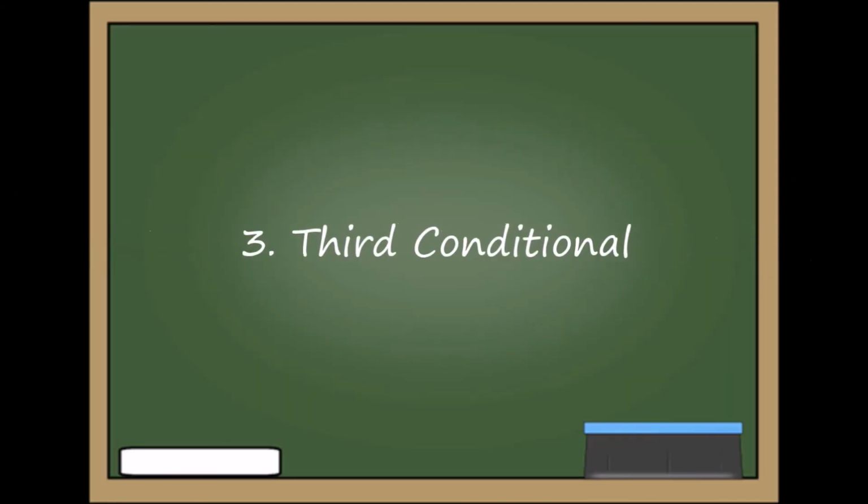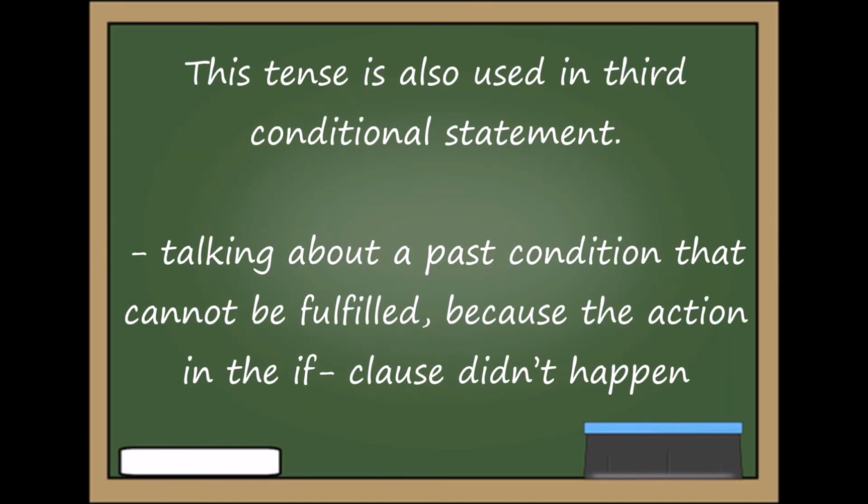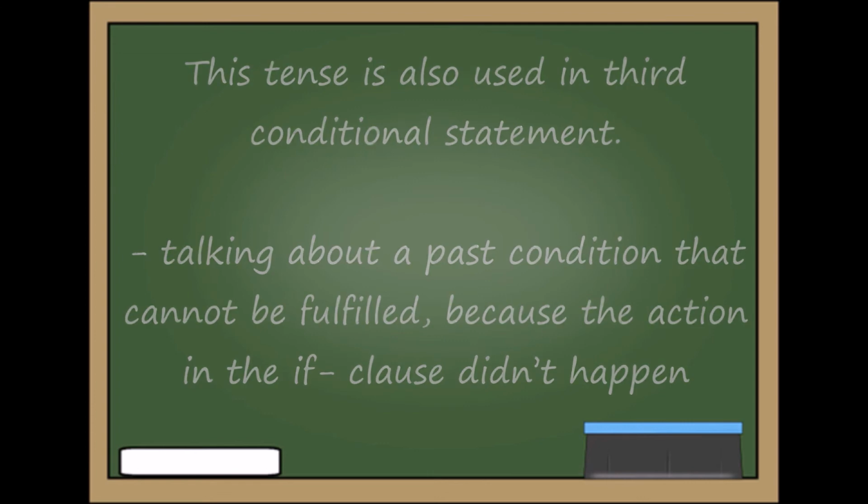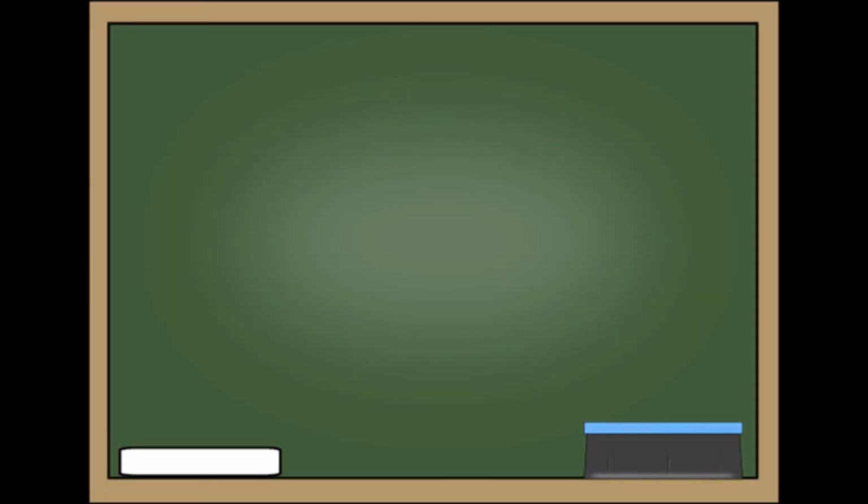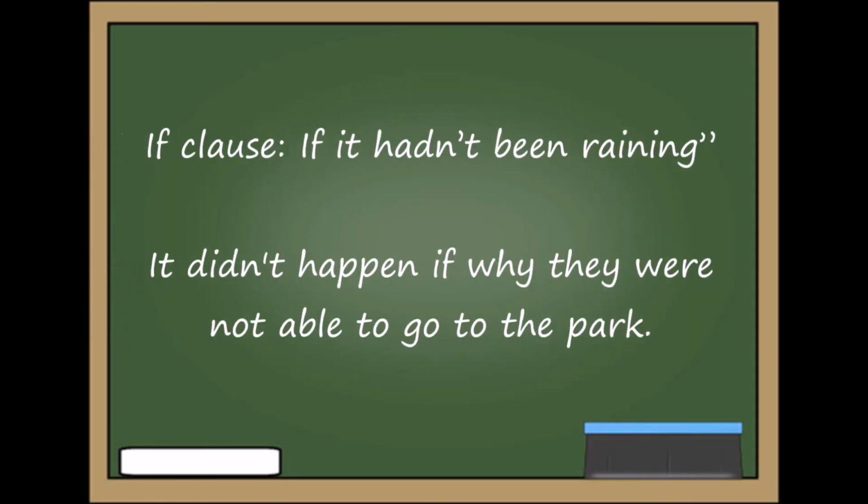The third is third conditional. This tense is also used in third conditional statements. But what is a third conditional statement? This is talking about a past condition that cannot be fulfilled because the action in the if clause didn't happen. For example, if it hadn't been raining, we would have gone to the park. The if clause is if it hadn't been raining. It didn't happen, that's why they were not able to go to the park.